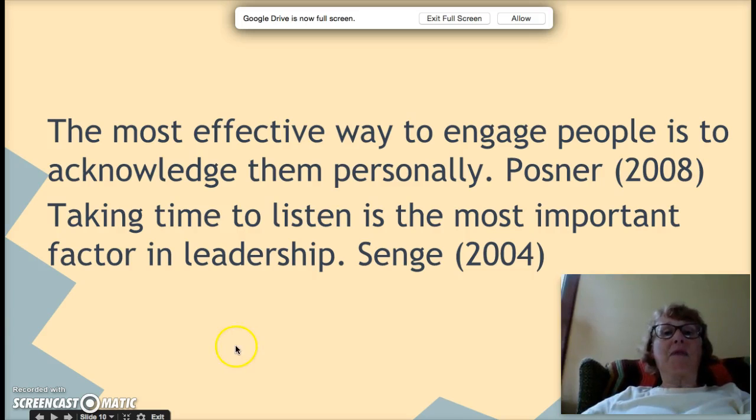And from the textbook, we have a really good quote from Posner about acknowledging people personally in order to engage them. And then when I did my research on Peter Senge, again, he emphasized the ability to listen and hear what they're really saying.